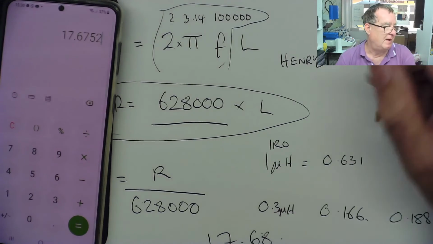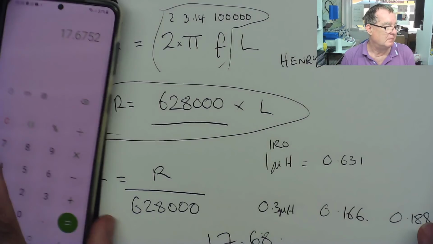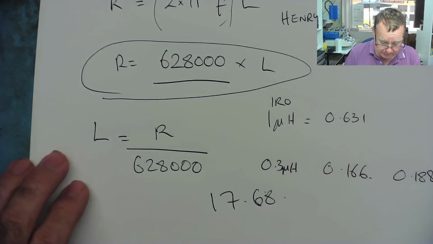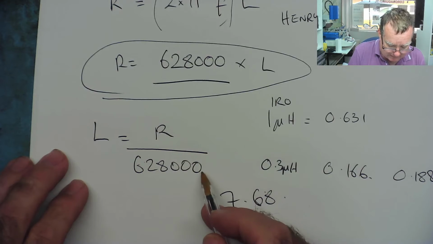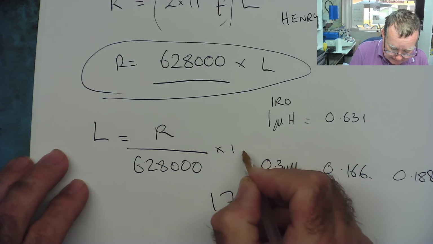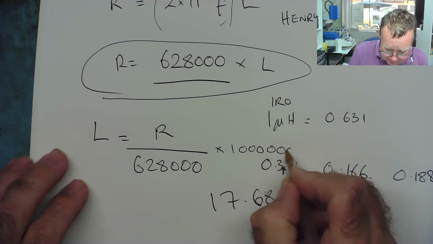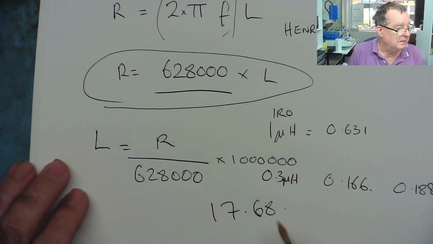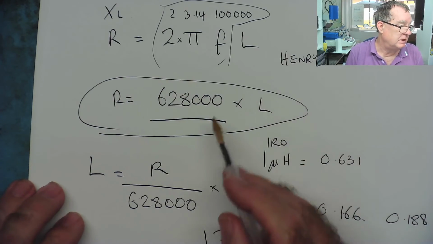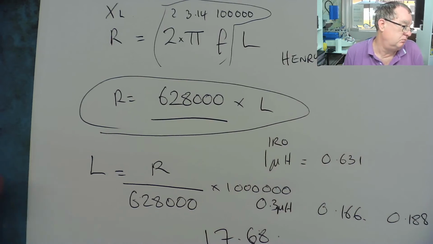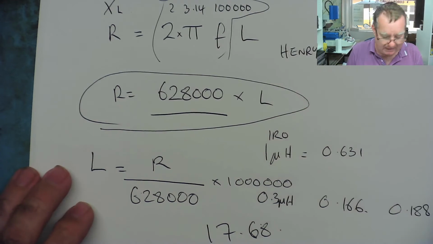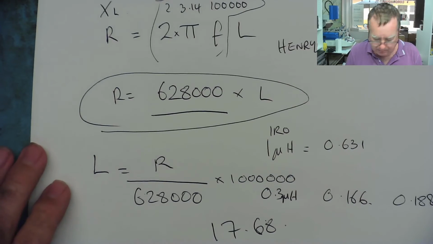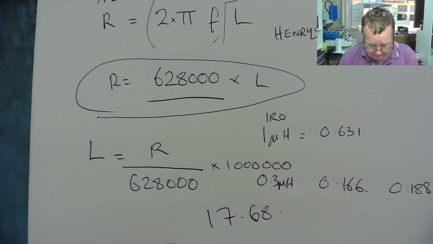So that's the actual value of that inductor. And that's how you work them out. So to know the inductance in microhenries, it's the resistance divided by 628,000 times 1 million. That's your formula. The other one is a bit simpler, 628,000 times L. You could, if you want, put the L into microhenries and divide it by 1 million, but there you go.